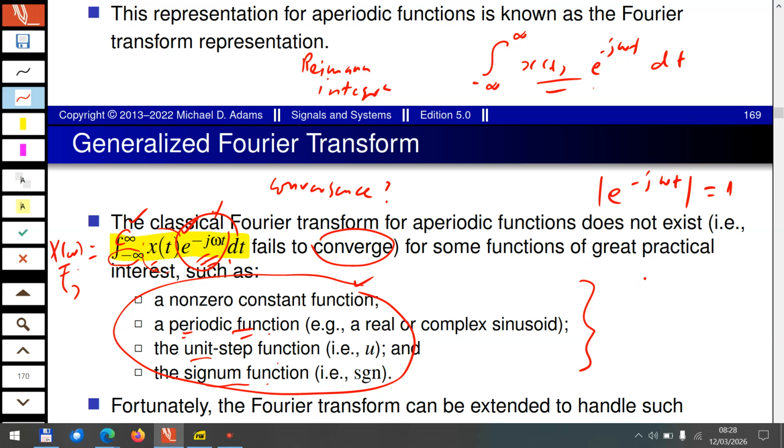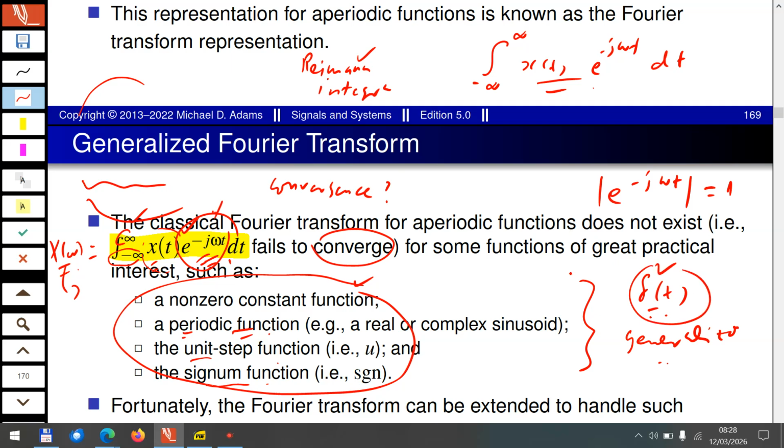The solution is similar to what we did with delta. Delta was a generalized function, so the normal function concept doesn't work. So we say, okay, let's generalize the concept of function. Here we can do something similar. Instead of just working with the classical Fourier transform, which is an integral of this Riemann form, we say generalized Fourier transform. Generalized will allow the use of Dirac delta to solve these problems, right?